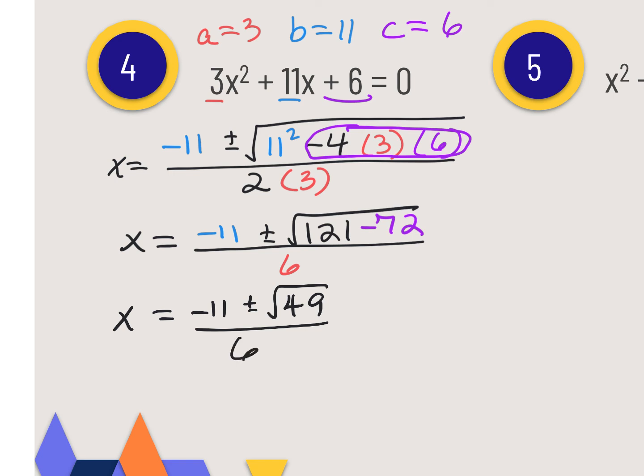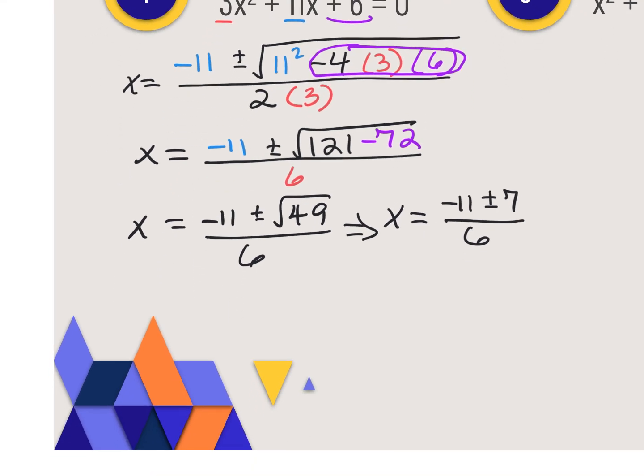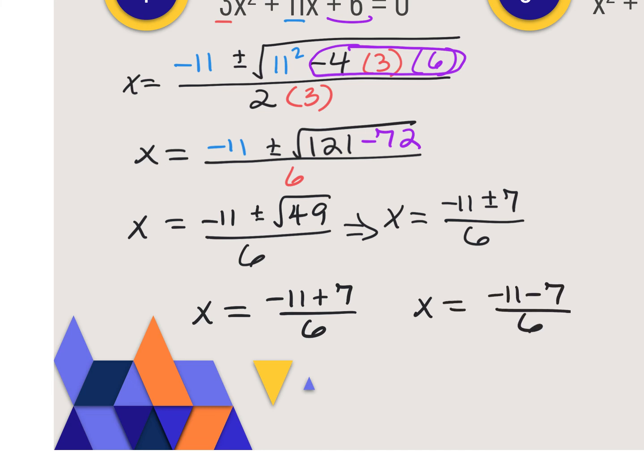Again, I've got a perfect square here. This is going to turn into x is equal to negative 11 plus or minus 7, divided by 6. Again, because the square root disappeared, I have to separate it into two problems. Negative 11 plus 7 divided by 6, and negative 11 minus 7 divided by 6. So now this becomes negative 11 plus 7 is negative 4 over 6. I need to simplify the fraction. I can divide them both by 2, and it reduces to negative 2/3.